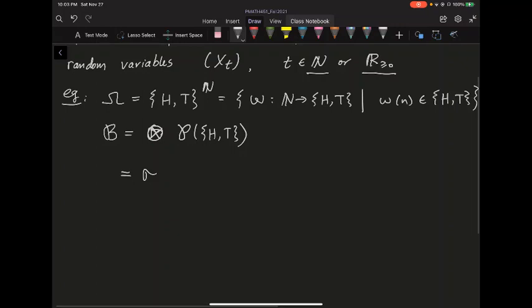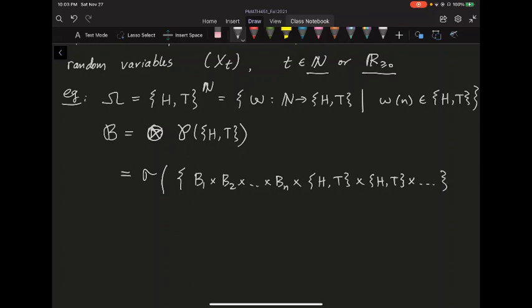Another way of saying the product sigma algebra is basically the set generated by the cylinders, or you can say this is the sigma algebra generated by all those sets where it looks like B1 cross B2 and so on. But after you reach a certain point, you just cross everything. Okay, so it's H, T and so on. All right, so basically you only fix the first n coordinates. You allow them to be inside some B_i's, but the rest of them you have no control. Okay, so that's the sigma algebra generated by them.